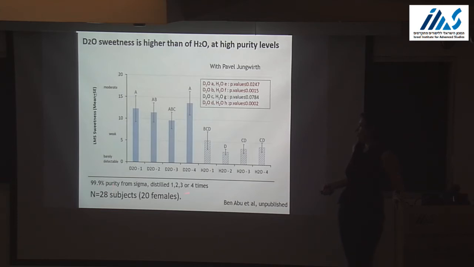So we've been working on ultra pure waters, both D2O and H2O, so very, very high purity, purchased and then distilled 4 times. And here you see the D2O distilled 1, 2, 3, 4 times. This is the sweetness measured on a particular scale by people. So here are 28 subjects tasting that, and you see that all the purifications of H2O are always less sweet than the D2O.